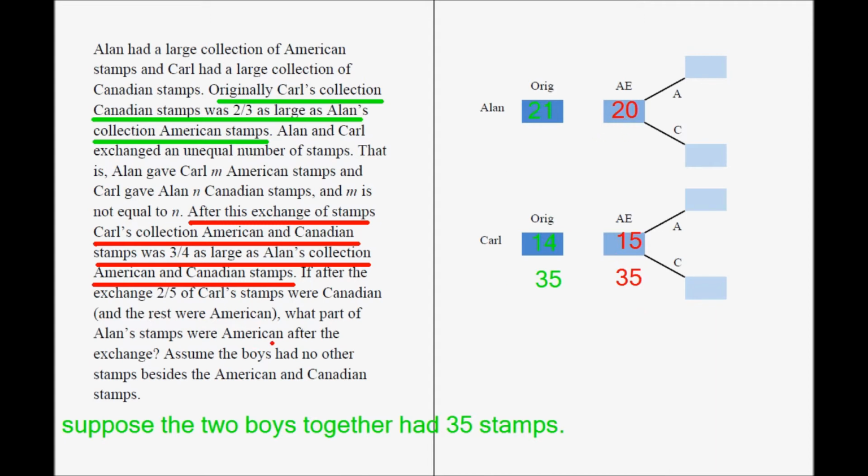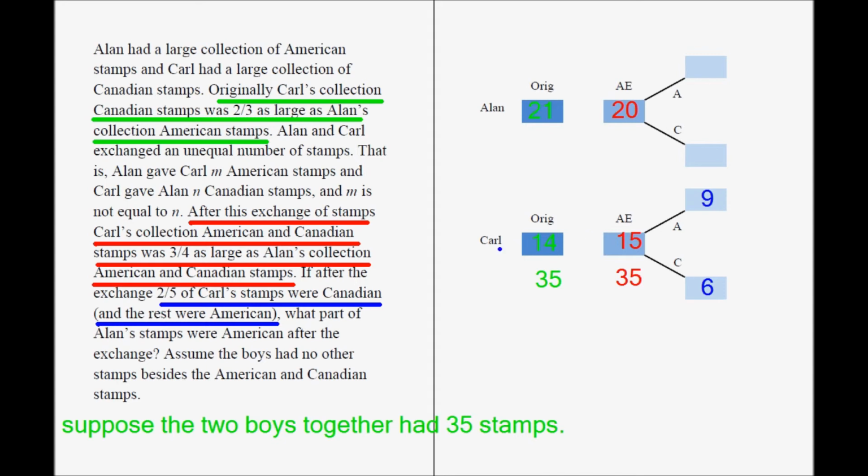Okay, now we also know one more thing, that after the exchange, 2/5 of Carl's stamps were Canadian, the rest were American. So out of 15, 2/5 of the stamps are Canadian. 1/5 of 15 is 3. 15 divided by 5, which is 3. 3 times 2 is 6. So 6 must be the total number of Canadian stamps that Carl still has. If out of 15 stamps, 6 of them are Canadian and the rest are American, the number of American stamps will be 15 minus 6, or 9.